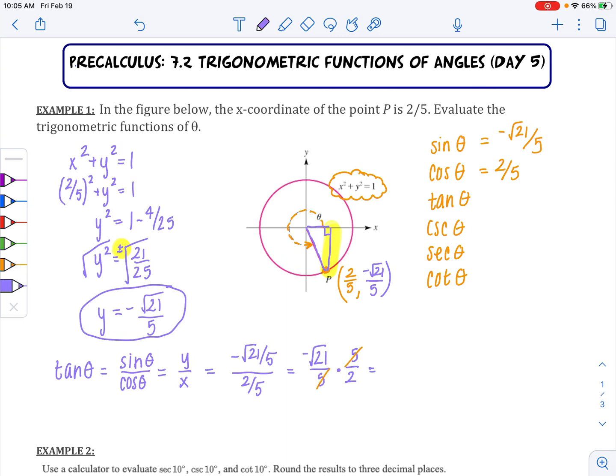Cancel, cancel. Equals negative root 21 over 2. That is your tangent.